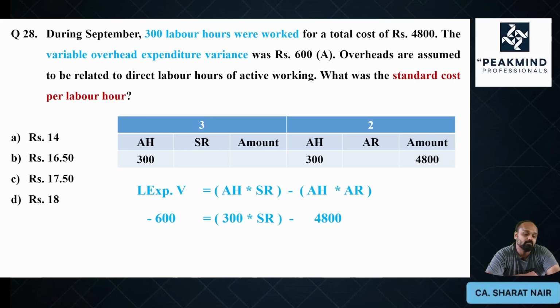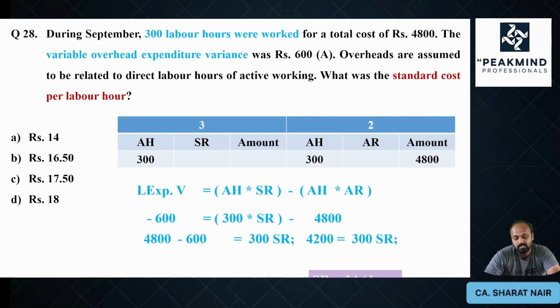Then actual hours into standard rate is nothing but your actual cost incurred, which is 4,800. Further simplifying it, I get 4,800 minus 600 is equal to 300 standard hours. Then 4,200 is equal to 300 standard hours. Further simplifying it, I will get standard rate is equal to 14 per hour. So your answer is 14 per hour.